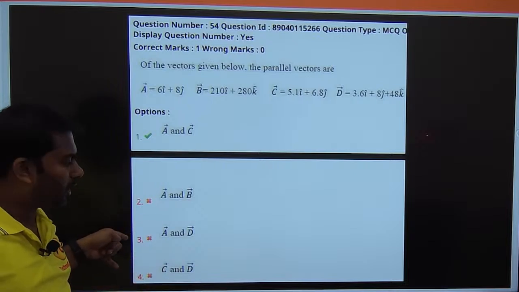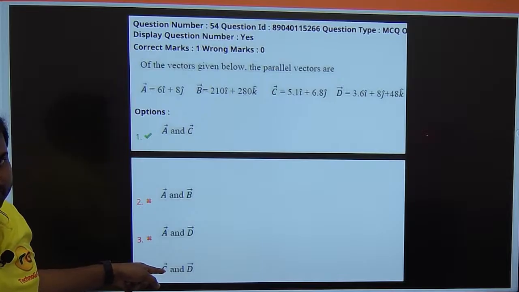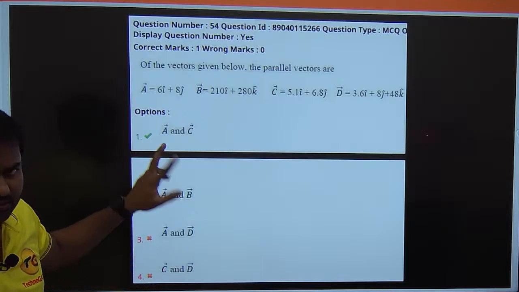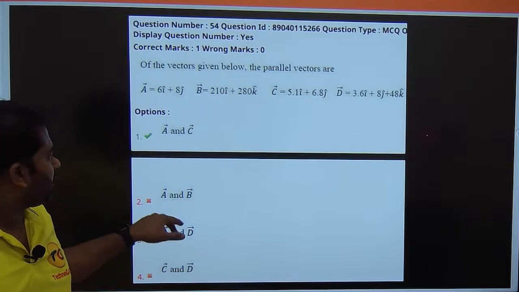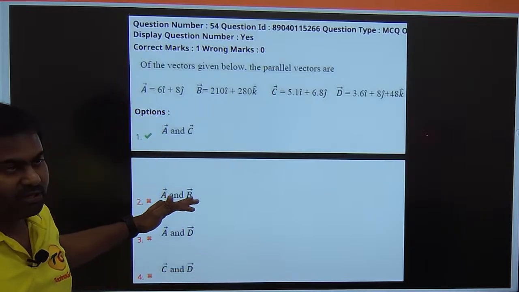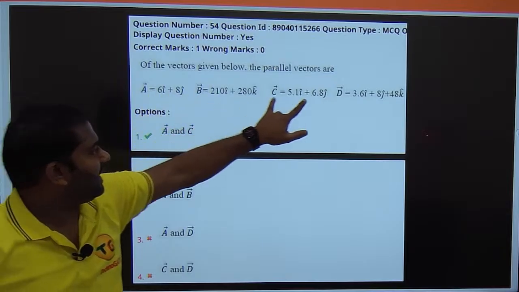That means third option is wrong, fourth option is also wrong. D can never be parallel to any of the vectors. You can take the ratio again and check it. Okay? Clear? So you need to check only first option and second option. If you see the first option, A and C are there, i j, i j.